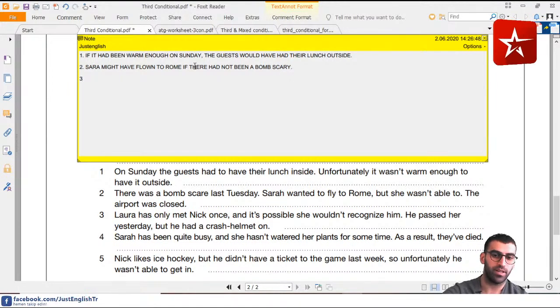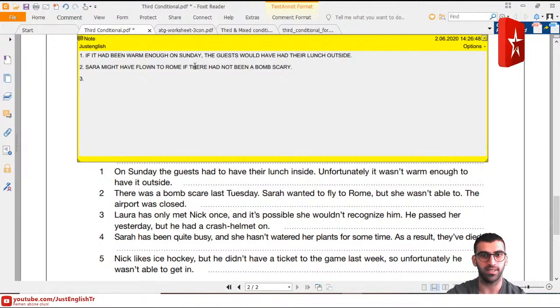And number 3. Lara has only met Nick once, and it is possible she wouldn't recognize him. He passed her yesterday, but he had a crash helmet on. So number 3 is a kind of confusing sentence, but I think it is easy to write. Just be careful, pay attention closely. How can we write it correctly?